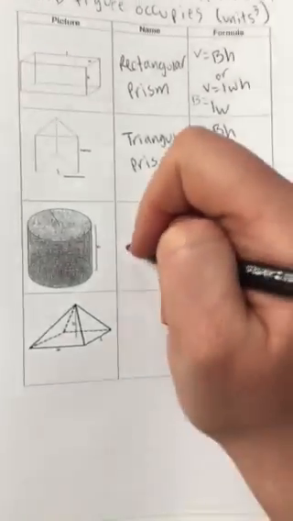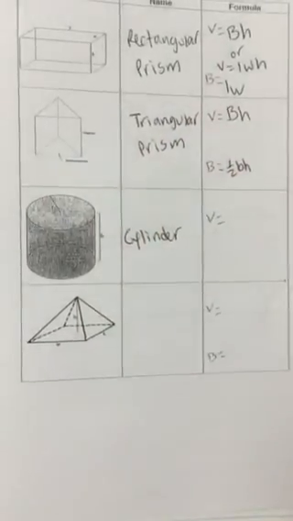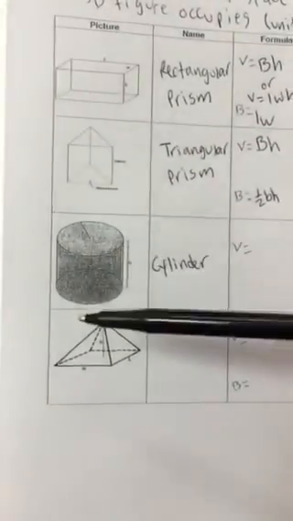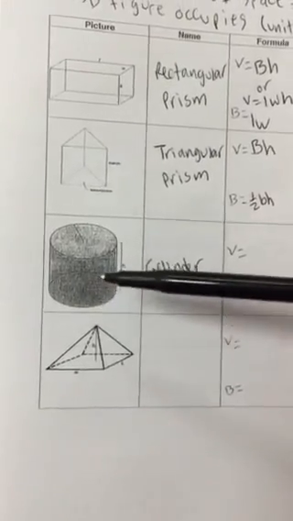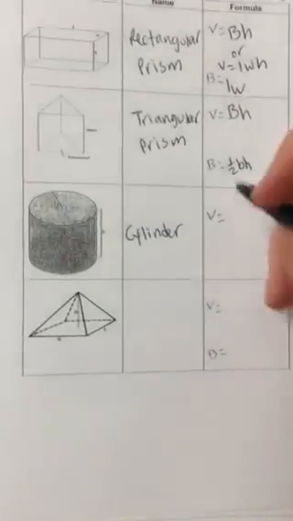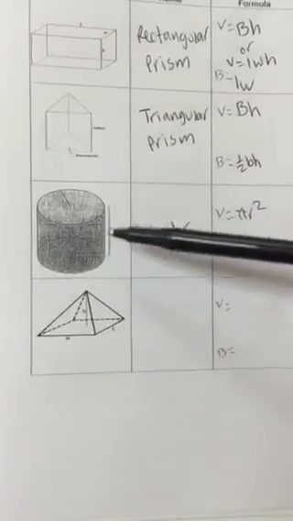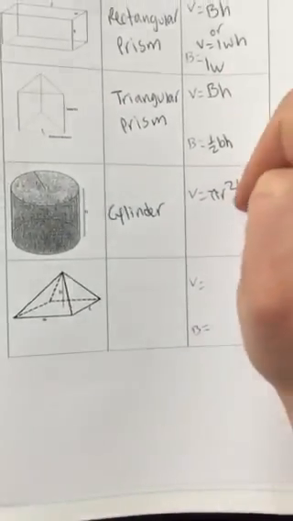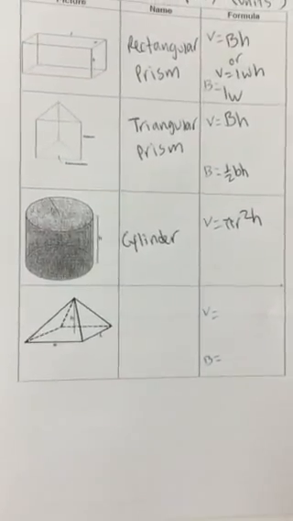Okay, then we have a cylinder. Similar to the prisms, you're also going to need the base area. In this case, our base is a circle. So to find the area of a circle, that's pi r squared, and you'll multiply it by the height. So volume equals pi r squared times h.